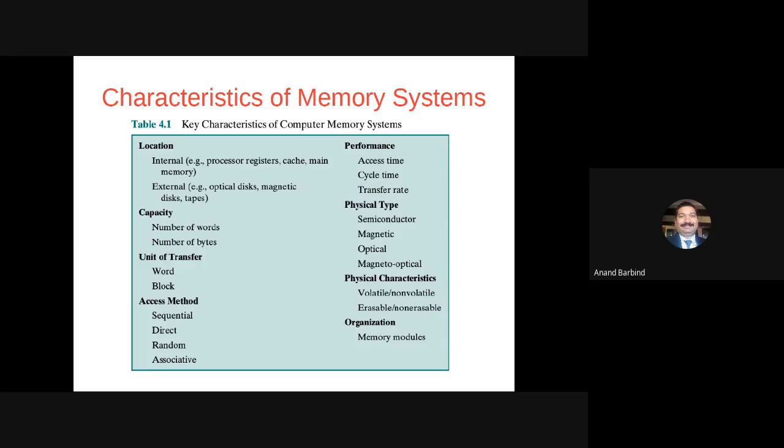For example, the internal memory is the processor register. Okay, so we have seen with the MIPS processor that there is a register file which contains 32 registers, each of size 32 bits. The processor registers are the fastest one.